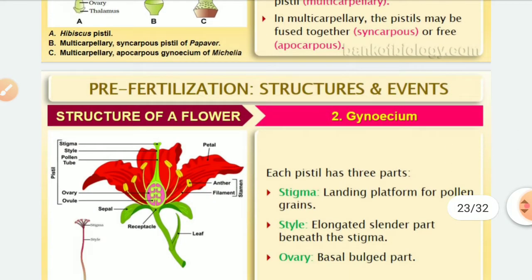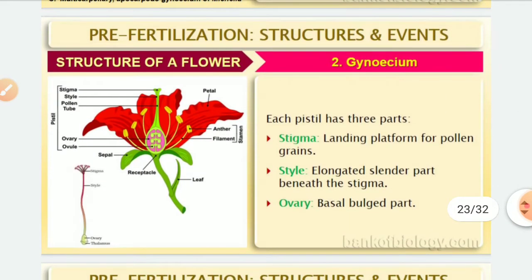Now next we are going to see the structure of a flower. In gynecium, each pistil has three parts: stigma, style, and ovary. The main function of the stigma is to capture the pollen grains. That is why it is written as the landing platform for pollen grains.